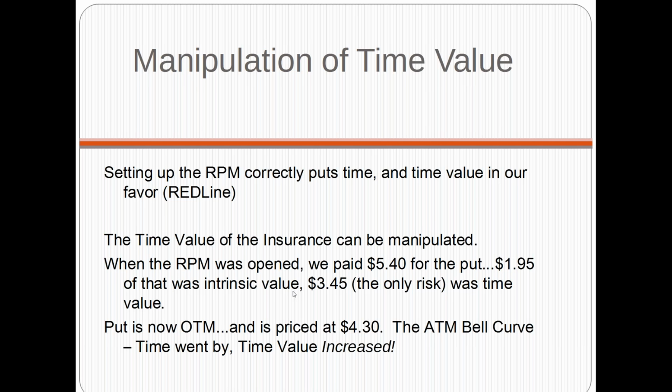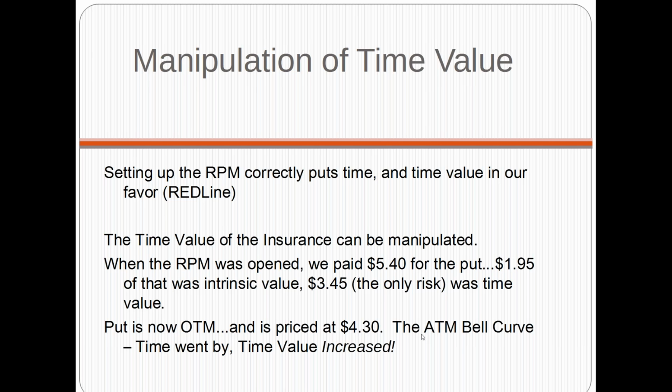We were guaranteed to get that back no matter what happened. The $3.45 was the extrinsic value, or the time value, and that was our true risk. We're not risking $5.40, we're only risking the time value. But as we saw, the put option is now out of the money. Our stock has moved up to about $61.50. The put option is currently at $4.30 at the midpoint. It was about half an hour ago, might be a little bit less now.